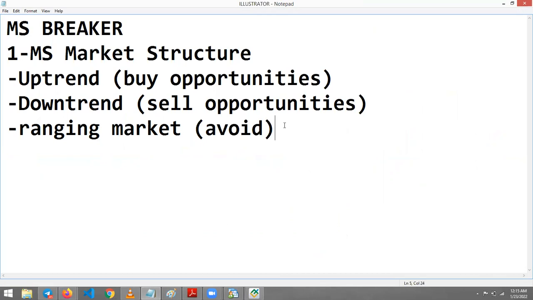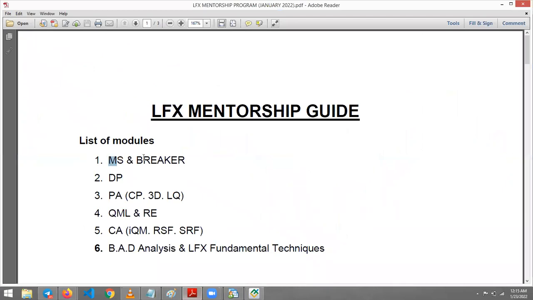Now, the second thing, I think now we've done MS. Now, let me conclude with breaker. Now, breaker is very important. I just want you to pay close attention to my explanation of breaker. It's a very fundamental principle that you have to know, especially when you are analyzing the markets or approaching the markets.